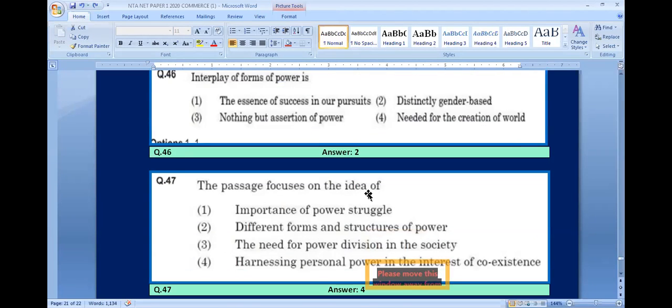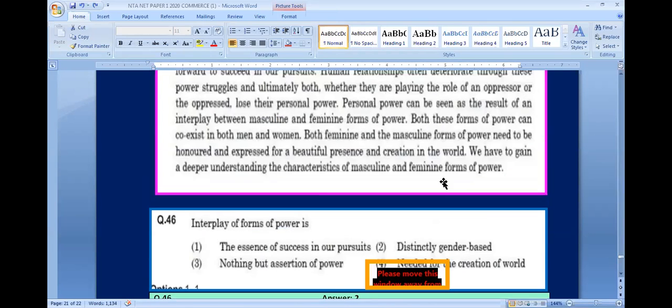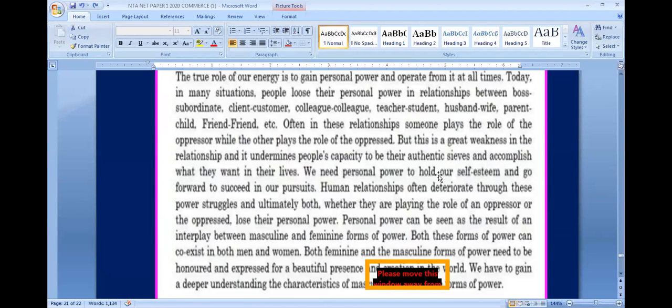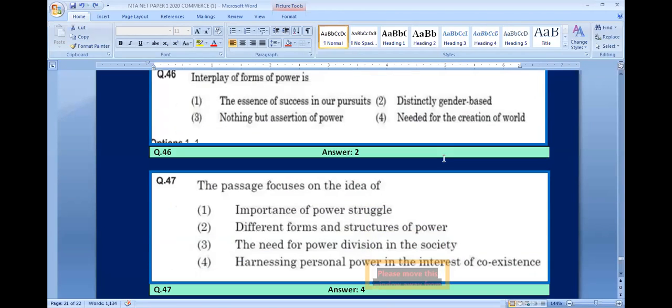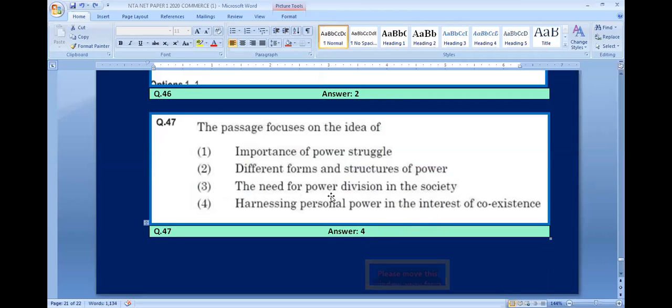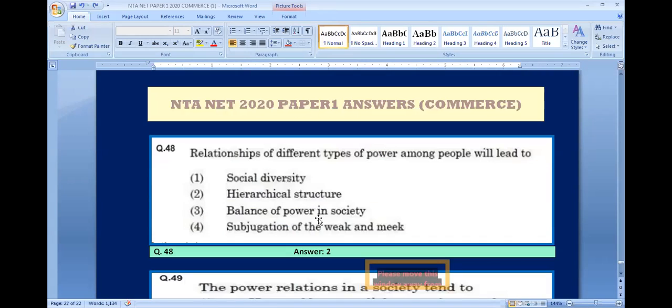Passage focus on the idea of dash. Read the entire passage. See, mindset of the author and topic of the passage talk about the entire passage. You should read the entire passage to get 2 marks. That's why I said you can answer those questions at the last moment if you have time. Okay. Answer is 4. You can read the entire passage and come to the conclusion: harnessing personal power in the interest of coexistence.